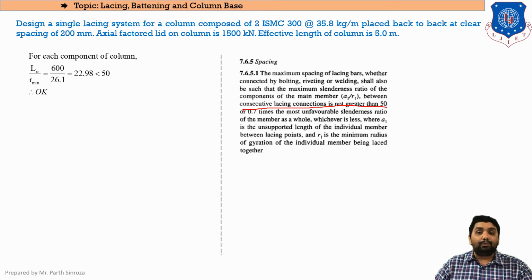So we always need to prove two cases. The first case is for a member or an individual column, clear? Not for two ISMC channels. For a single ISMC channel, the value should be less than 50. Our spacing of lacing was 600 mm, that means our effective length in this case, and the radius of gyration, or the minimum radius of gyration for one ISMC was 26.1. Solving it, the answer comes out to be 22.98, and it should always be less than 50, which it is in this case, so it is satisfied.